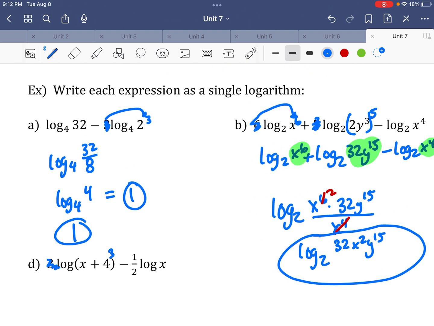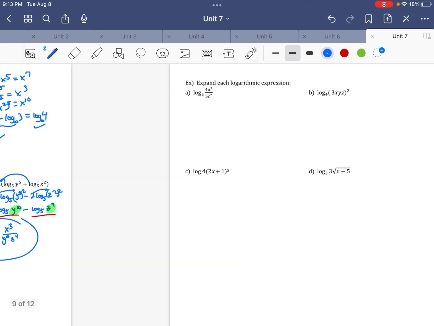All right, so this 3 goes up here. This 1/2 goes there. So I have log, and this is base 10 basically, x plus 4 to the third over x to the 1/2. Now you could write it like this, or you could write it as log of x plus 4 to the third, and that could be the square root of x. Remember, either one of those is acceptable.